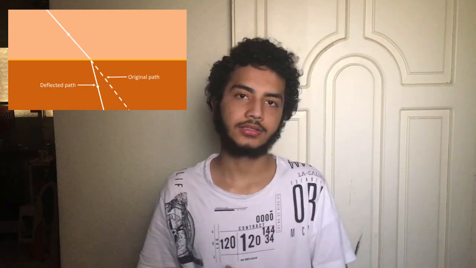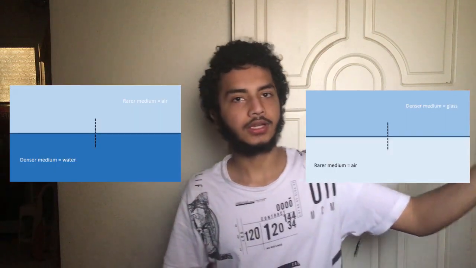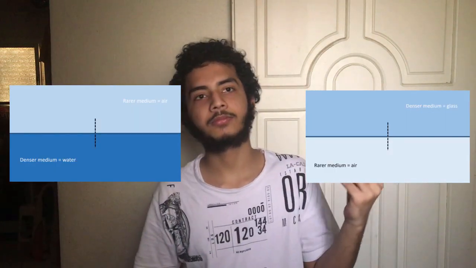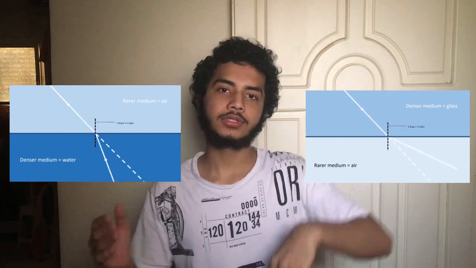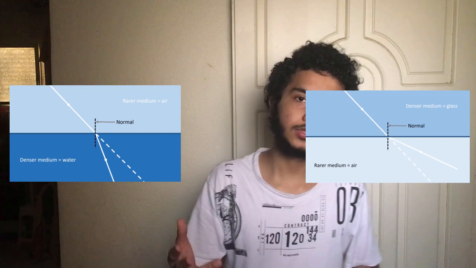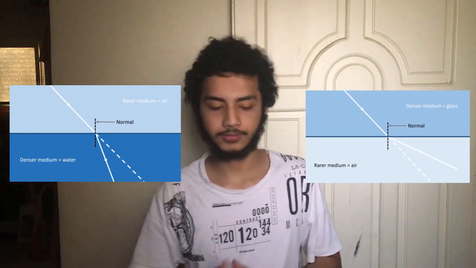For those of you who didn't understand, this means that when a light ray goes from one medium to another, it deflects from its original path. That means it bends. And it does this in two ways. When a light ray passes from a rarer medium to a denser medium, like from air to water or air to glass, it bends towards the normal. And when it does the opposite, it bends away from the normal. Now we know what refraction is. Let's learn how lenses refract.